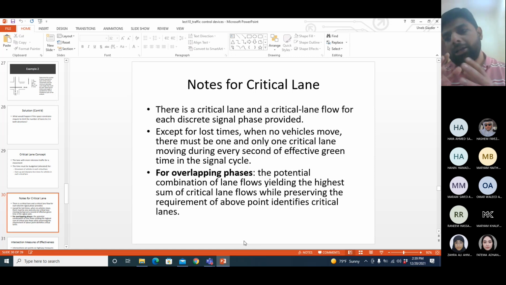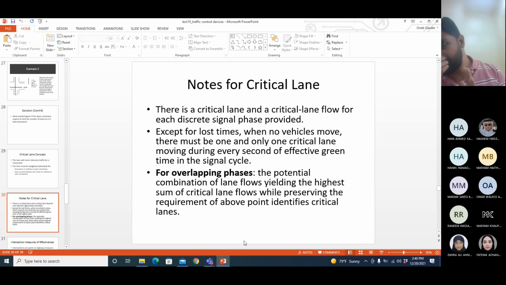Okay, so for example, your cycle length is 80 seconds. Out of 80 seconds, let's say the lost time is 10 seconds. So the remaining is 70. In the remaining 70 seconds, at least one critical lane from any direction should be open at all times throughout these 70 seconds. Okay, so obviously it means that out of 70, maybe one critical lane will be open for 10 seconds, another one will be open for 15 seconds, but at least one should be open.